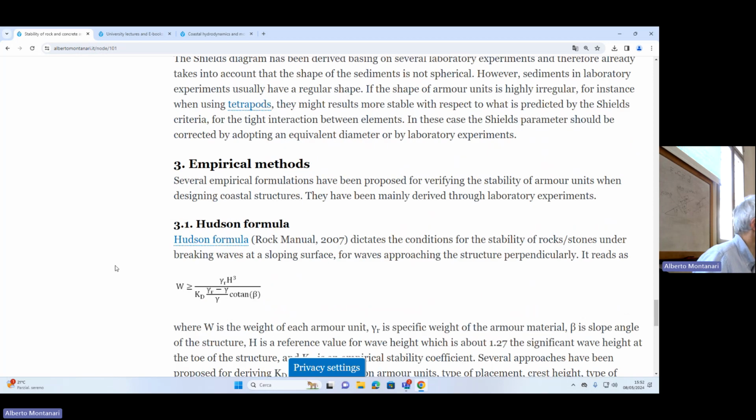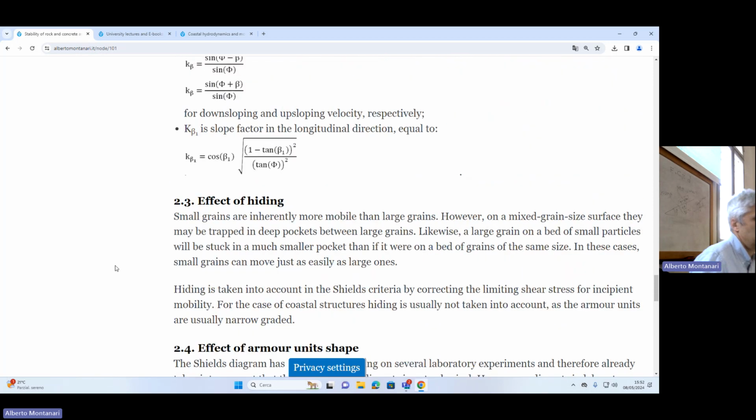And then there is the Hudson formula, which I'm not explaining to you. So, I am done. Before I make a summary of what we did together and I give you some hints on the exam, do you have any question?